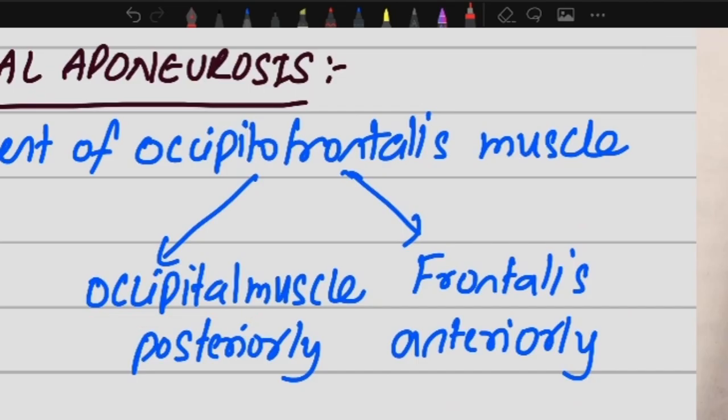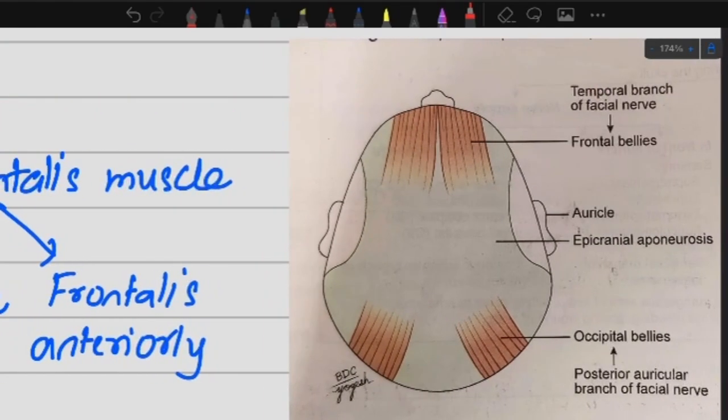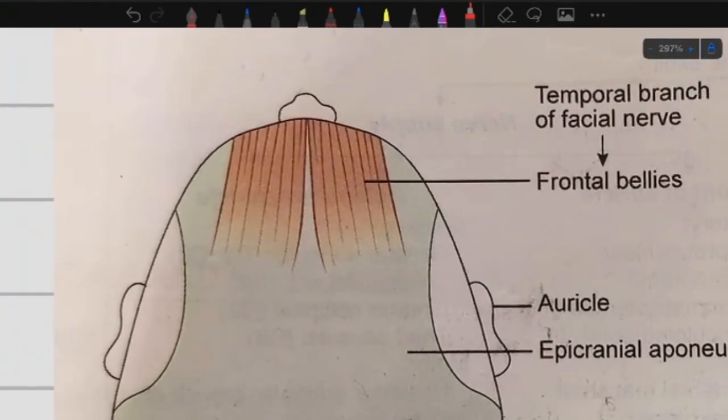Okay, now what is the importance of knowing these muscles? Before knowing the importance of this muscle, we have to know the nerve supply of this muscle. That is only important here. So the frontal bellies from the anterior side, which insert on the epicranial aponeurosis, are supplied by the temporal branch of the facial nerve. Okay, so these are supplied by the temporal branch of facial nerve.